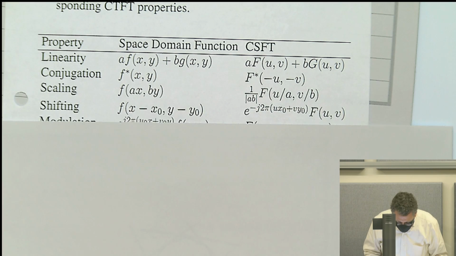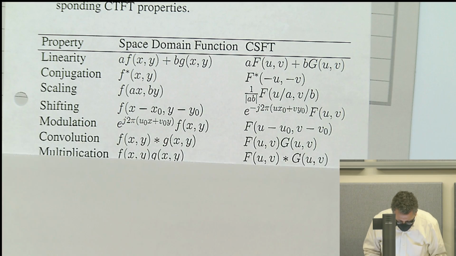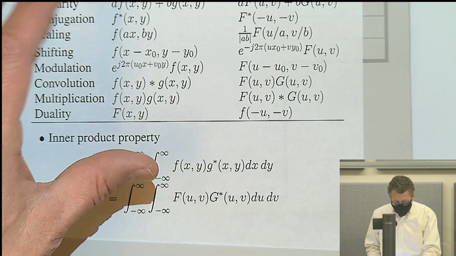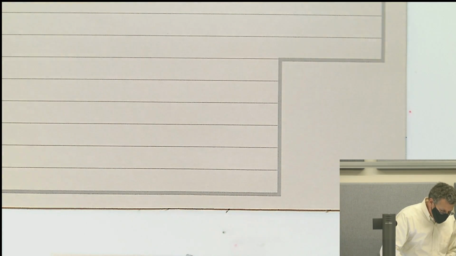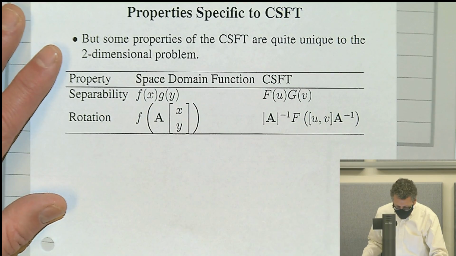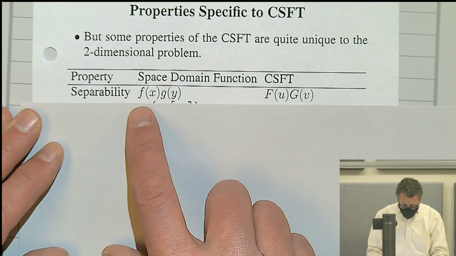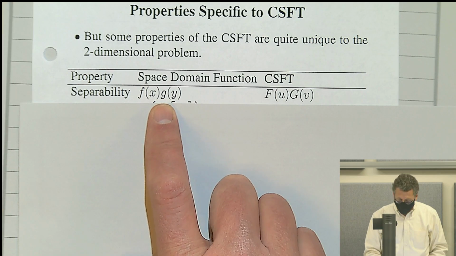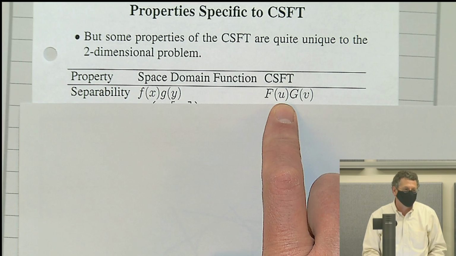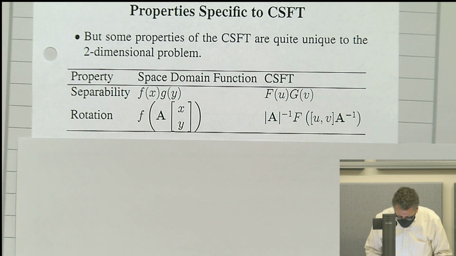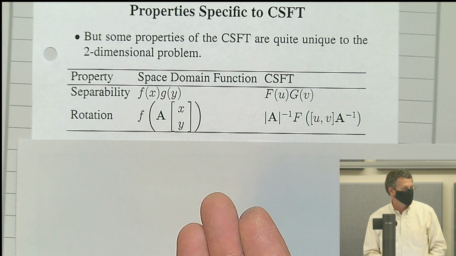So that's stretching. Okay, shifting, we talked about that. Modulation, convolution, it's all the same. Multiplication, same. Duality, same. And Parseval's theorem is the same. So all those things are pretty much the same deal. But there are a couple things that are different in 2D. One is separability. If you have a separable function, then the Fourier transform of the separable 2D function is the product of the 1D Fourier transforms of each of the two functions. That's very useful. And the other thing is this crazy rotation relationship, which we'll talk about.